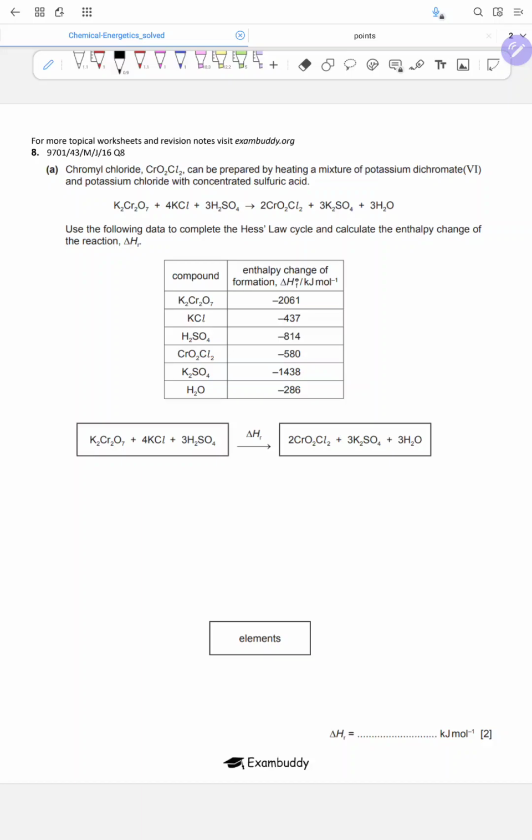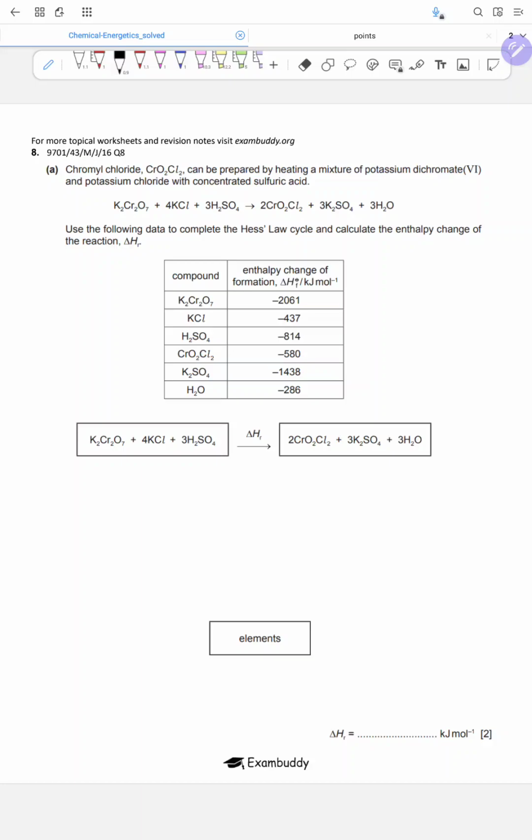So in this video, I'll be solving the chemical energetics questions from the 2016 paper. So let's go through the few more questions we have left, and I'll be trying to solve the questions as a student, as how I would solve the paper if I were to sit for the exam.